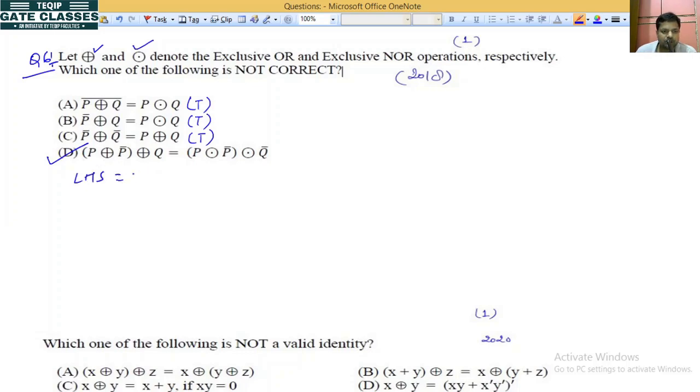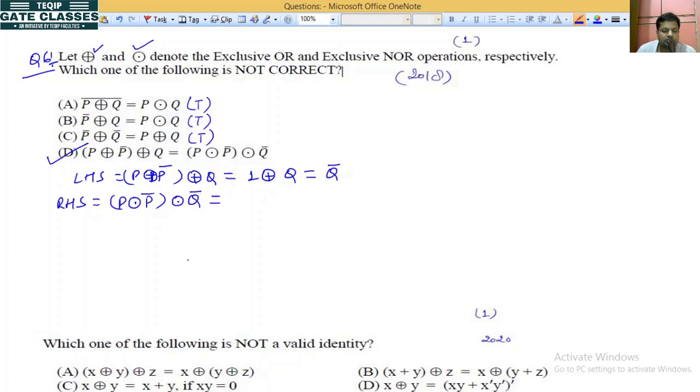Left hand side equal to P XOR P bar XOR Q. So P XOR P bar means 1, and it is Q. So at 1, XOR gate acts as an inverter, so it will be Q bar. Now right hand side: it is P XNOR P bar XNOR Q bar.